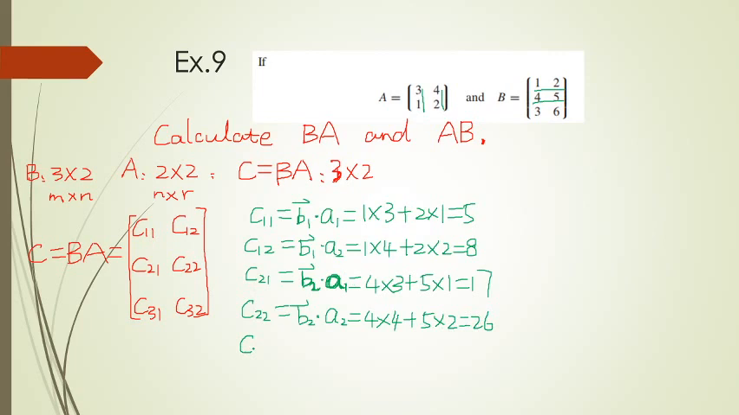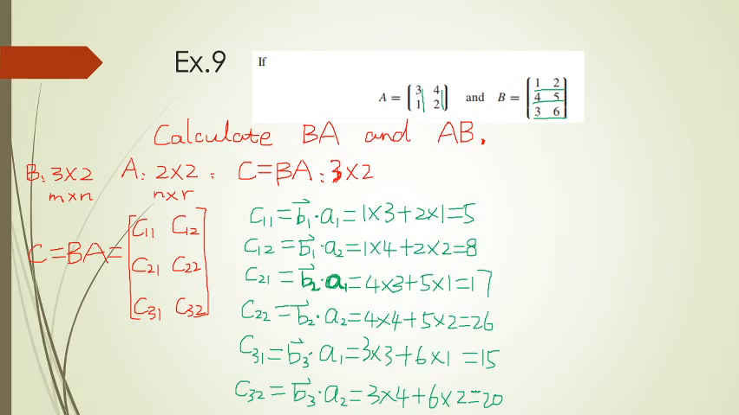Right? 26. And then C31. C31 is B3 row vector times A1 column vector. So it's 3, 6 times 3, 1. 3 times 3 plus 6 times 1, which is 15, right? And then the last entry, C32, which is B3 row vector times A2 column vector. 3, 6 times 4, 2. 3 times 4 plus 6 times 2, which is 20.